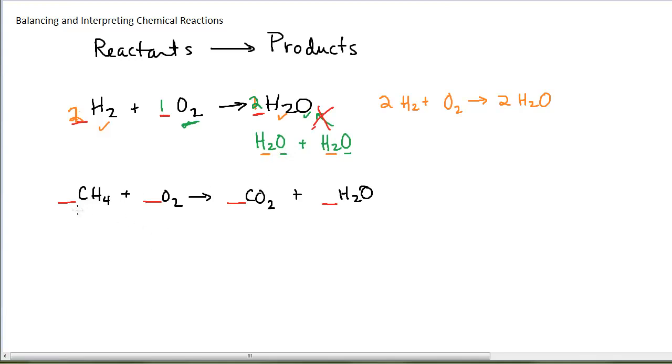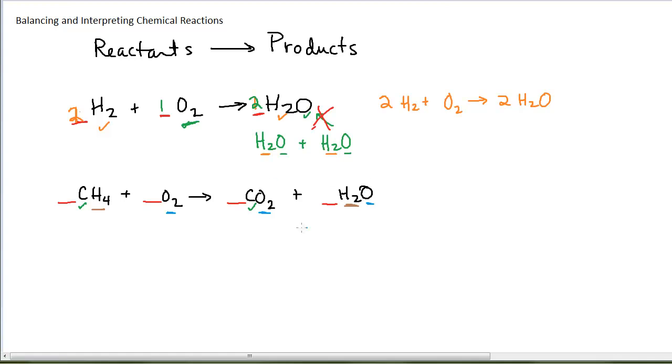Alright, again, just jump in, pick an element, and start balancing. I'm going to pick carbon to start with, 1 and 1. See how easy that is. Now I'm left with hydrogens and oxygens to balance. And as you inspect this reaction, can you see that one of these elements is definitely going to be easier to balance than the other? In this case, here are my hydrogens, and here are my oxygens.